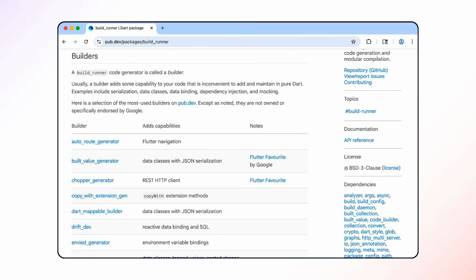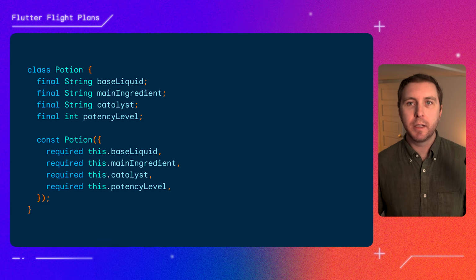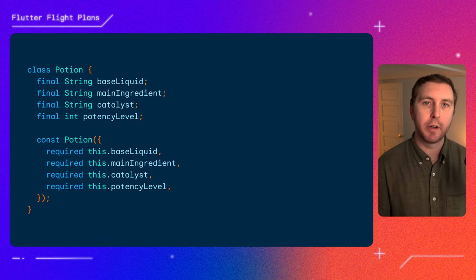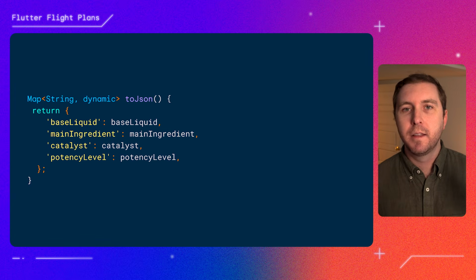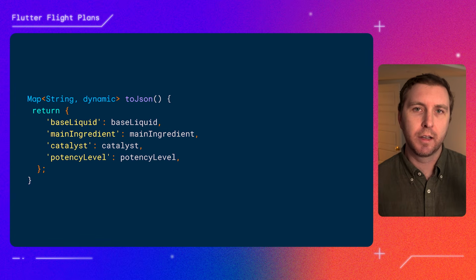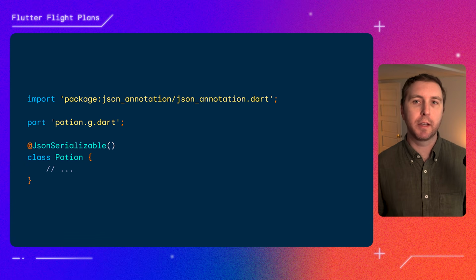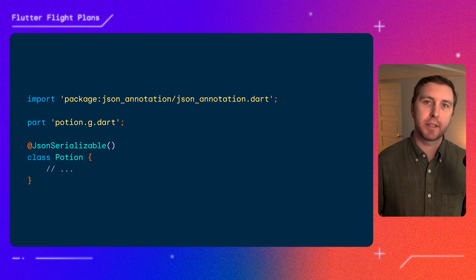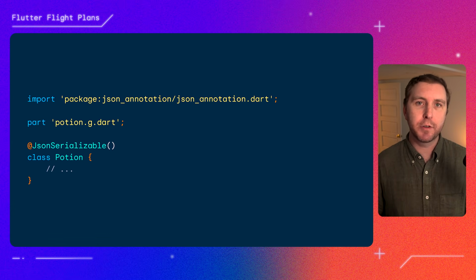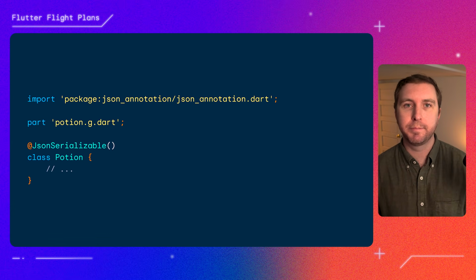You can find builders for a variety of use cases like JSON serialization or data classes. And when you use a builder, you can save yourself from writing a lot of boilerplate code by generating these new Dart libraries. For example, this function that handles JSON encoding looks like the boilerplate that I don't want to think about. So the Build Runner package makes it easy for packages like JSON serializable to introspect your Dart program and generate Dart code for you.